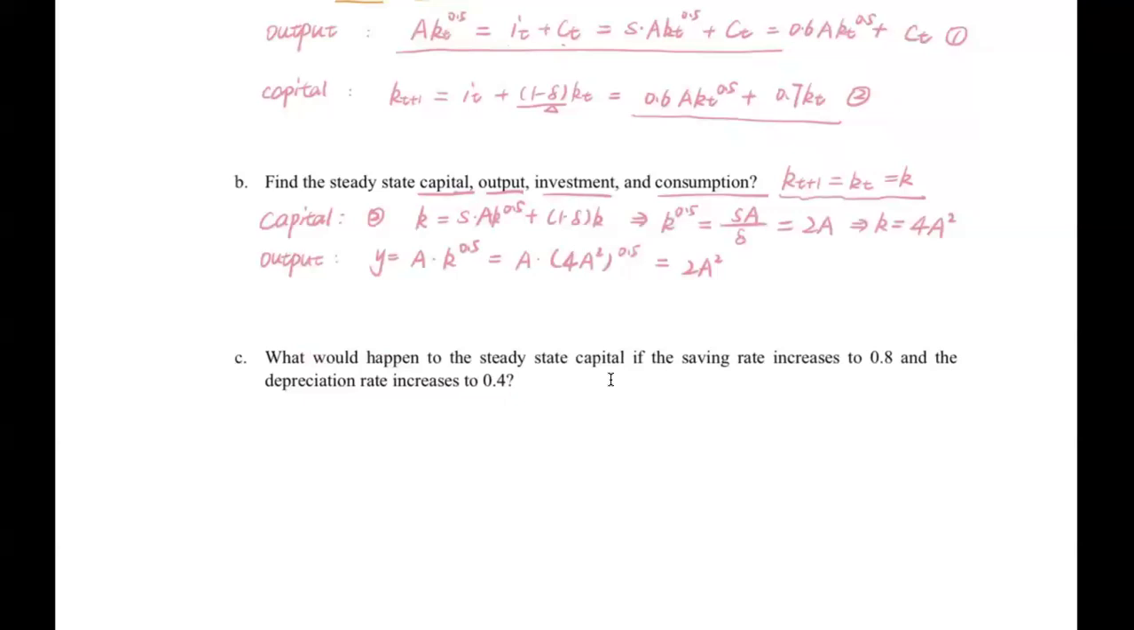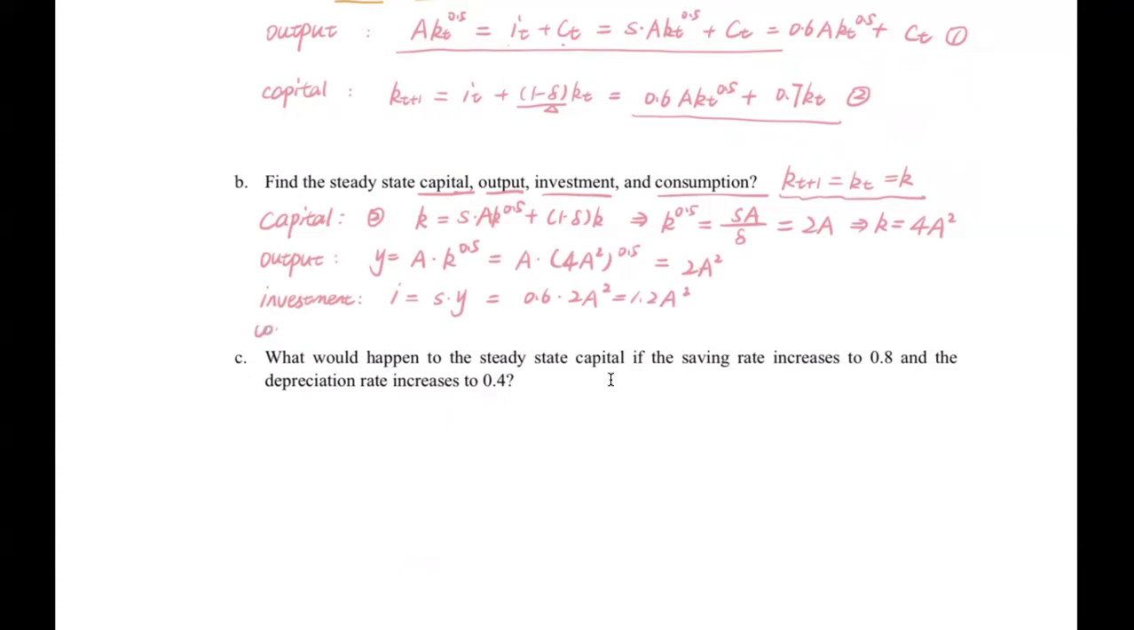Okay. And then what would be the investment? Investment is just I equals S times Y, right? And you know S is 0.6. So 0.6 times 2A squared is just 1.2A squared.